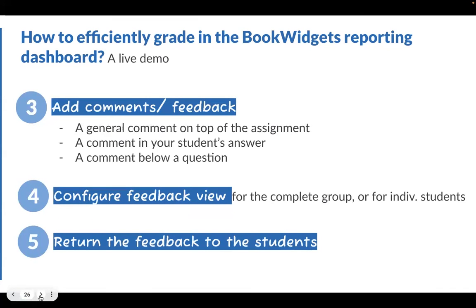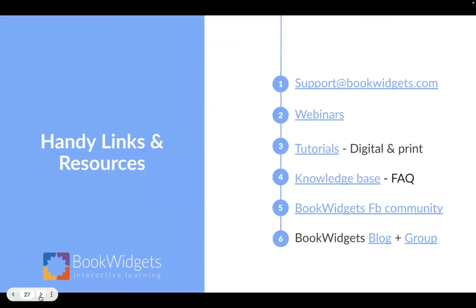When you're grading effectively in BookWidgets with that dashboard, again, adding comments and feedback, you can have a general comment on the top of an assignment. You can have that comment in your student's answer and even a comment below the question. And you can configure that feedback view for the complete group or individual students, so you can differentiate your feedback as well as your instruction, and then return that feedback to the students.